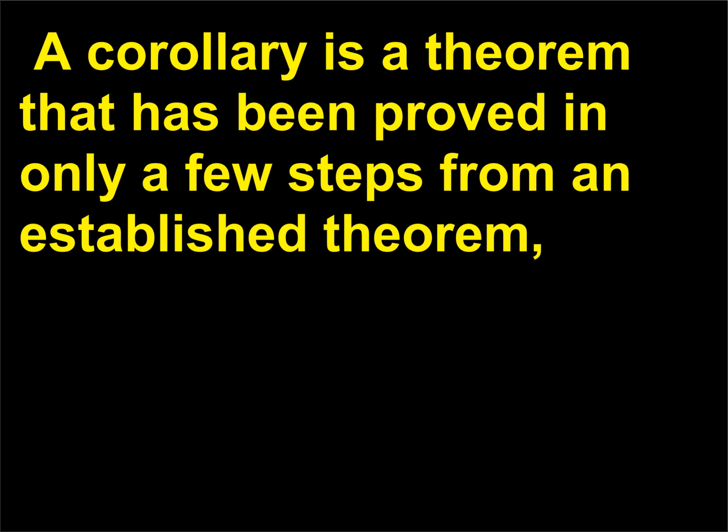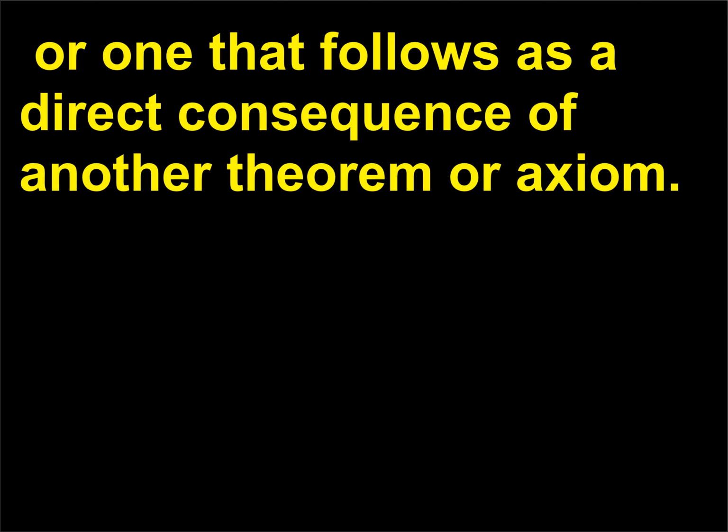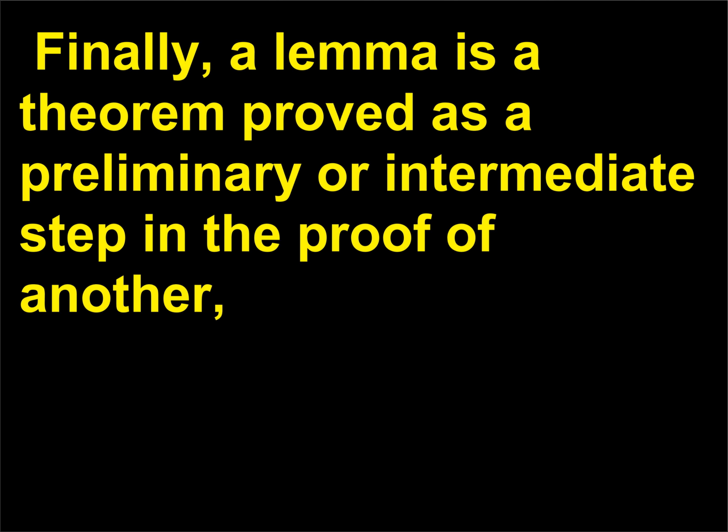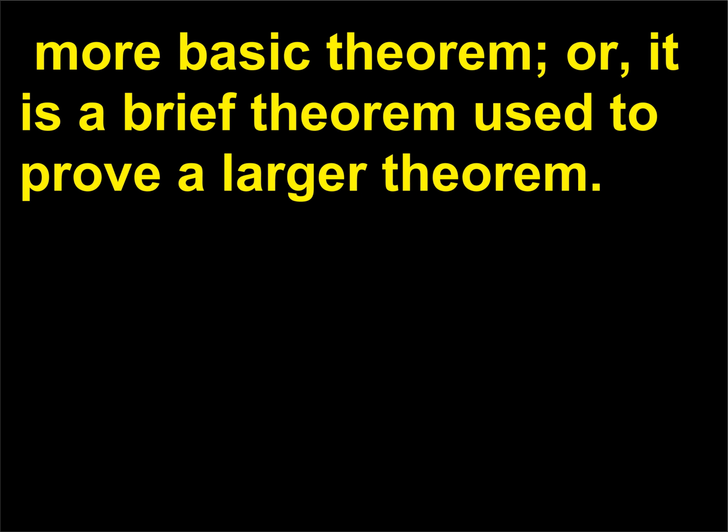A corollary is a theorem that has been proved in only a few steps from an established theorem, or one that follows as a direct consequence of another theorem or axiom. Finally, a lemma is a theorem proved as a preliminary or intermediate step in the proof of another more basic theorem, or, it is a brief theorem used to prove a larger theorem.